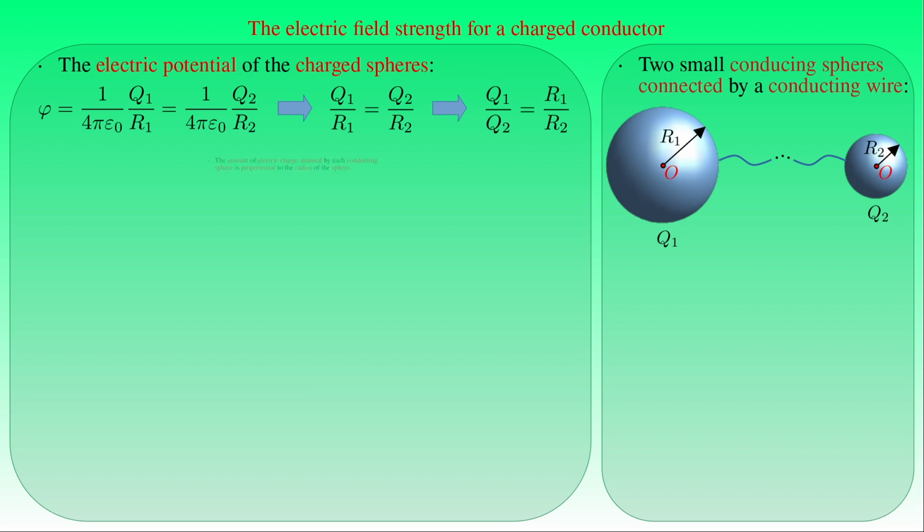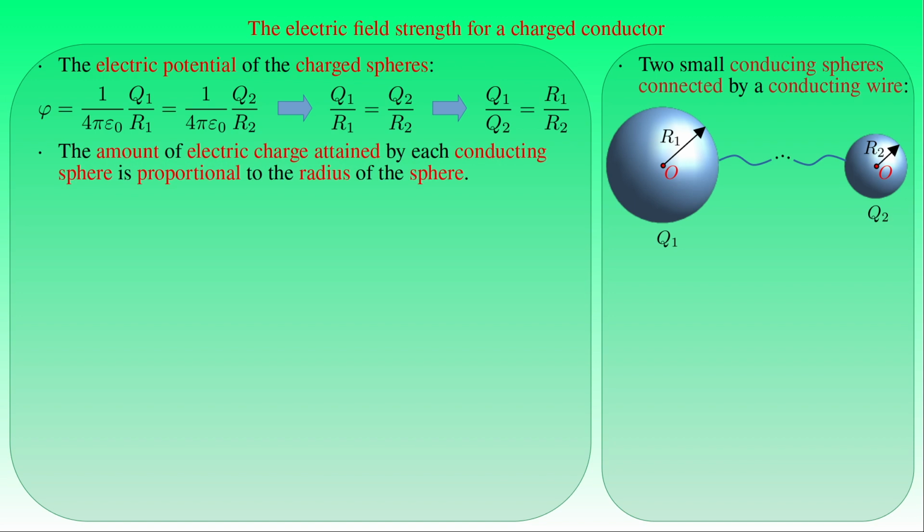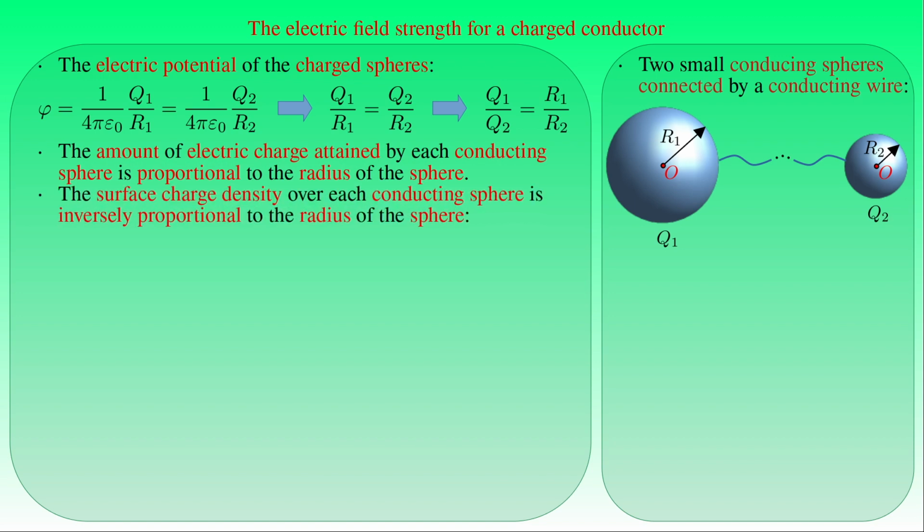This relation tells us that the amount of electric charge attained by each conducting sphere is proportional to the radius of the sphere. Then we immediately see that the surface charge density over each conducting sphere, given by the ratio of the total amount of charge attained by the sphere to the surface of the sphere, is inversely proportional to the radius of the sphere. That is, the ratio of the surface charge density sigma sub 1 over the first sphere to the surface charge density sigma sub 2 over the second sphere, is equal to the ratio of Q sub 1 divided by 4 pi times R sub 1 squared to Q sub 2 divided by 4 pi times R sub 2 squared. By substituting the expression obtained for the ratio of the total charges into this equation gives R sub 2 over R sub 1.